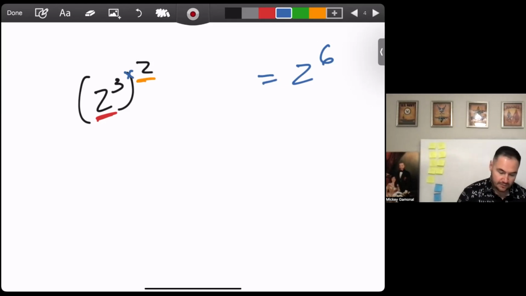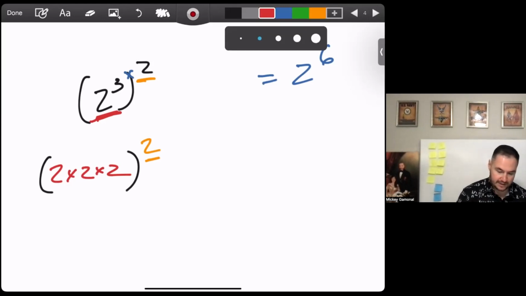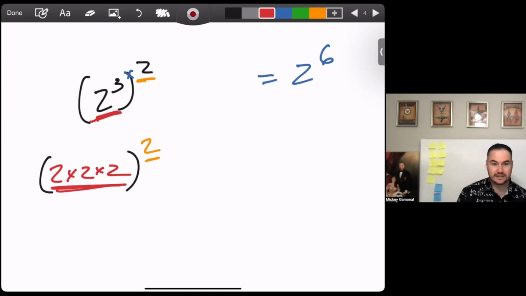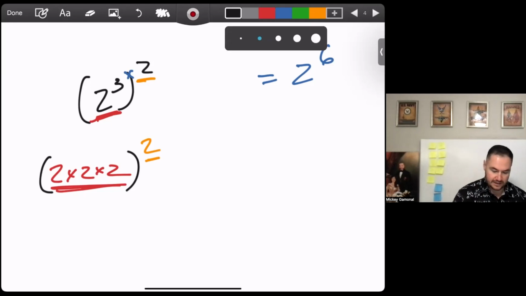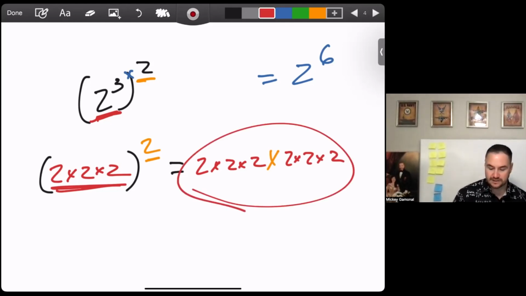So in red here, we have 2 to the 3rd. So 2 times 2 times 2. And then outside the parentheses, we have in yellow to the 2nd power. Now, what does this mean? It means we have to multiply whatever this is by itself 2 times. So we get 2 times 2 times 2. And then for the second one, 2 times 2 times 2. And how many 2s is that all together, guys? 3, 6. And that's where that 2 to the 6 comes from.